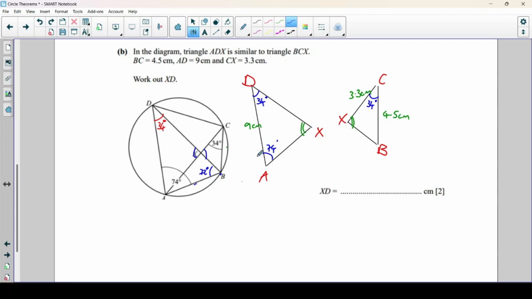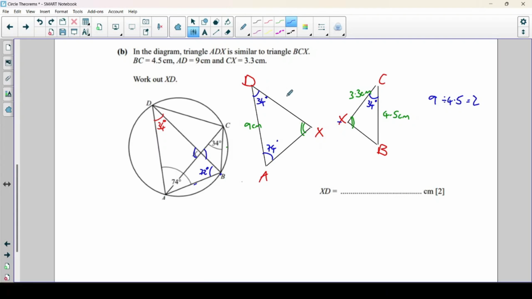So you can see here that this side AD is opposite that angle. That one must correspond to this side CB, which is opposite that angle, okay? And that's telling us what the scale factor is from that larger triangle to the smaller triangle. If I do 9 divided by 4.5, then I get 2. That's telling me this triangle has been enlarged by 2, okay?